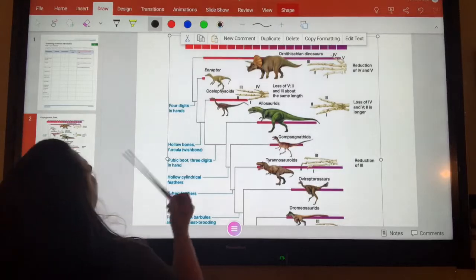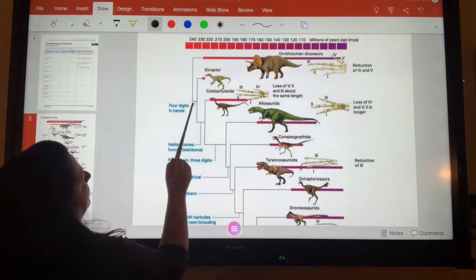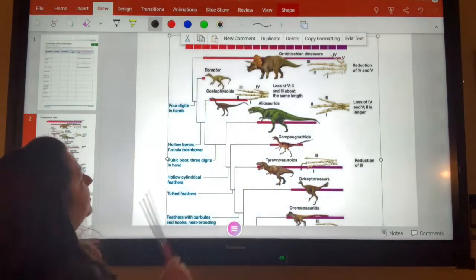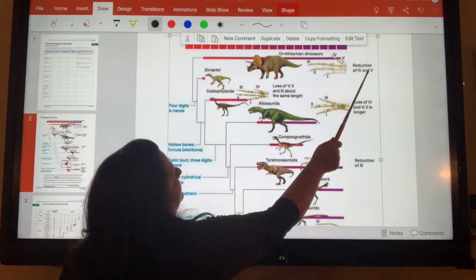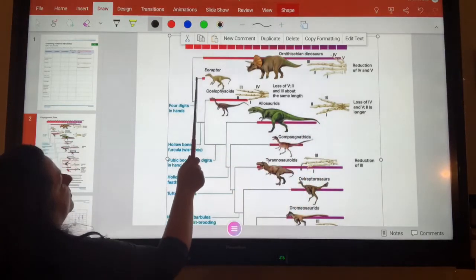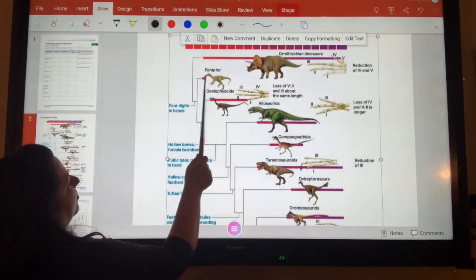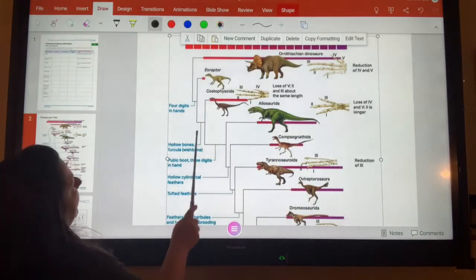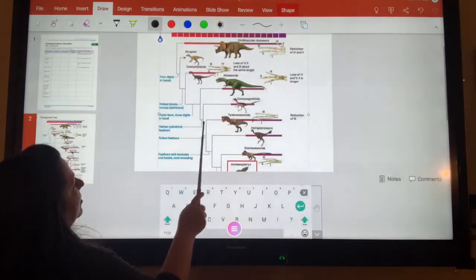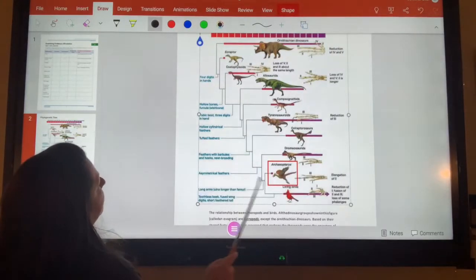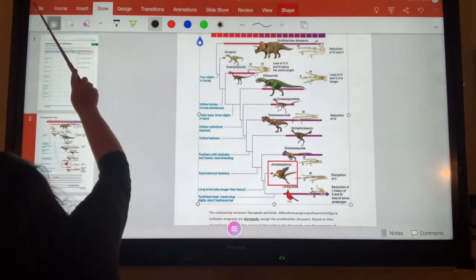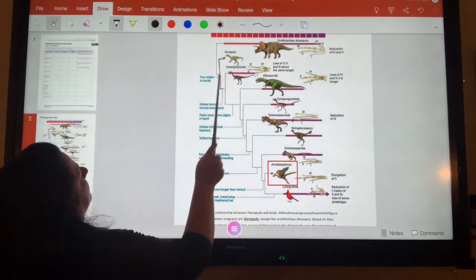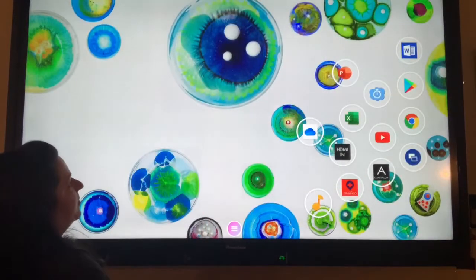On this side, this is telling you when certain things are developing. For example, this is where 4 digits developed in organisms. Here, this got reduced, right? So starting with this group, all of the groups below it have 4 digits. And then hollow bones developed here. So anything that is connected, okay? So if hollow bones, oh my goodness.